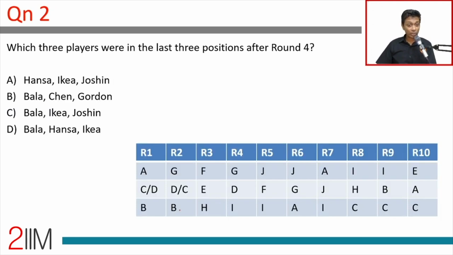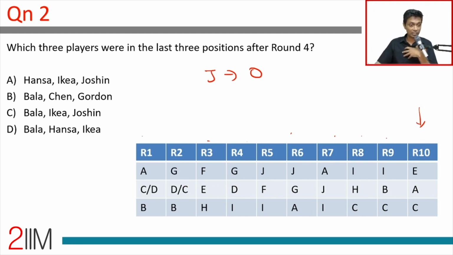Which 3 players were in the last 3 positions after round 4? After round 4. In round 1, 1 to 6 will play. In round 2, 2 to 7 will play. In round 3, 3 to 8 will play. In round 4, 4 to 9 will play. Or the person in 10th position has not even played. That is J. J is at 0. And so J is definitely there.